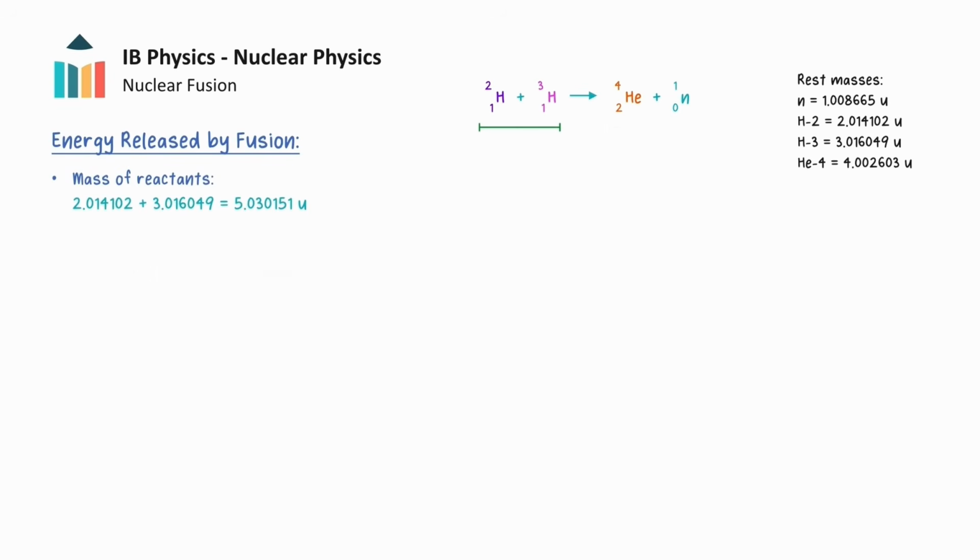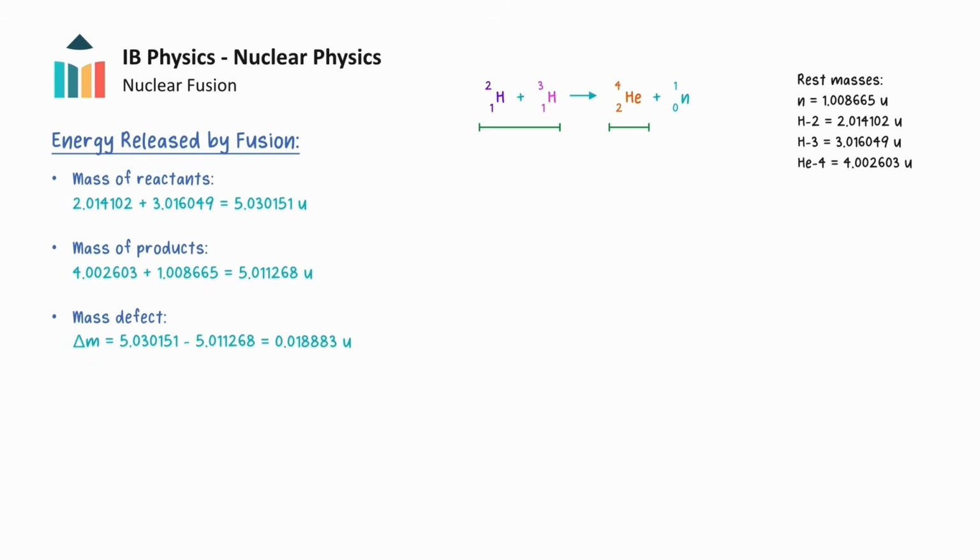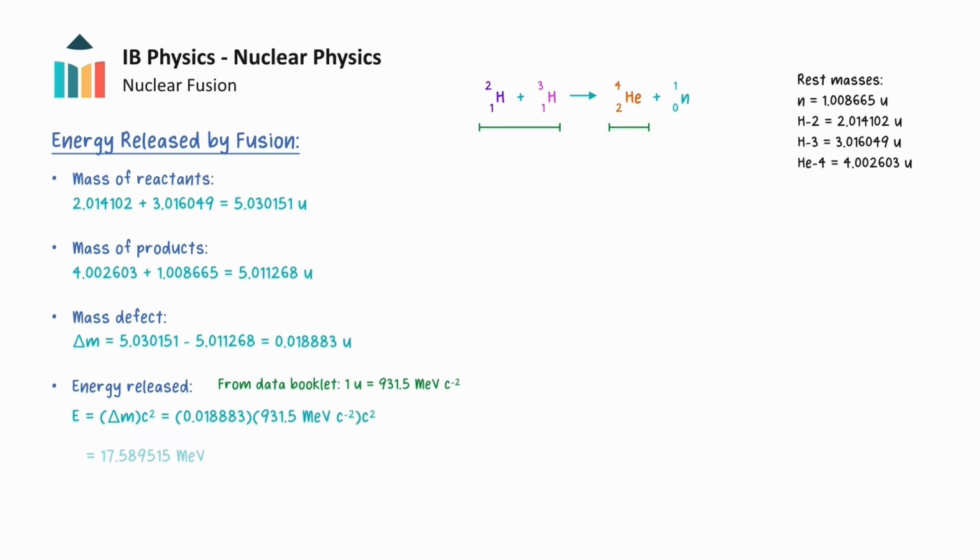To see the importance of fusion, let's calculate the energy released from the fusion of deuterium and tritium. Given the rest masses of each of the nuclei, we can determine the total mass of reactants and the total mass of products as follows. The mass defect between the reactants and the products can then be calculated, and this leftover mass is equivalent to energy from the mass-energy equivalence. From the data booklet, 1 u of mass is equivalent to 931.5 MeV of energy, so we find that 17.6 MeV of energy is released from one fusion reaction of deuterium and tritium.